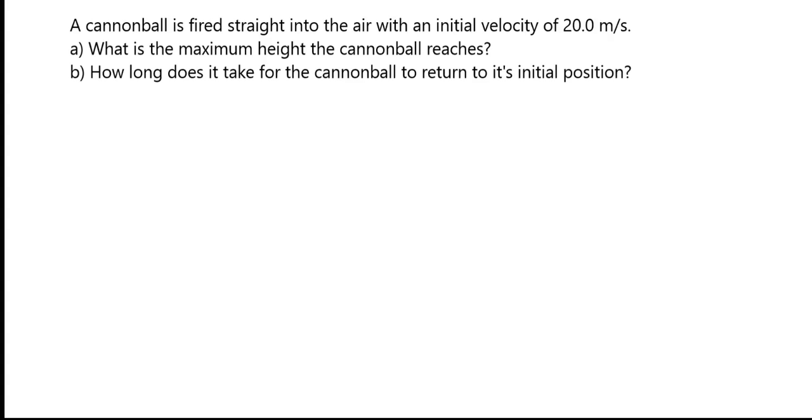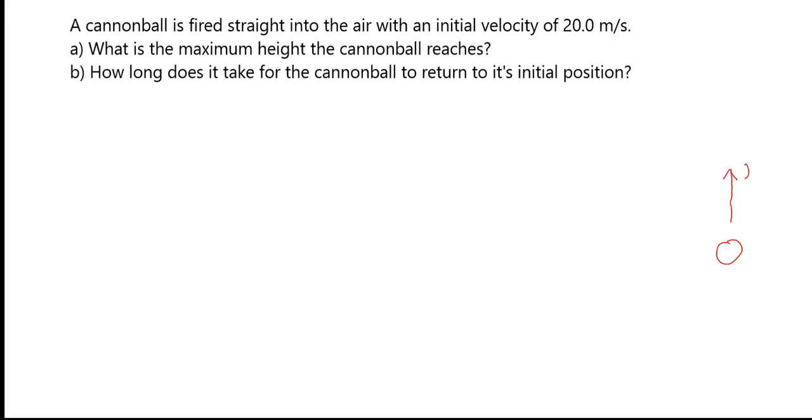In this video, we're going to be putting some of our kinematic equations to work. So we have a problem that reads: a cannonball is fired straight into the air with an initial velocity of 20.0 meters per second. The first part of the question is, what is the maximum height that the cannonball reaches?